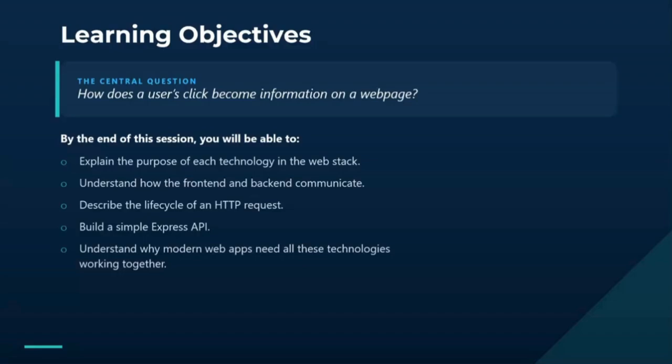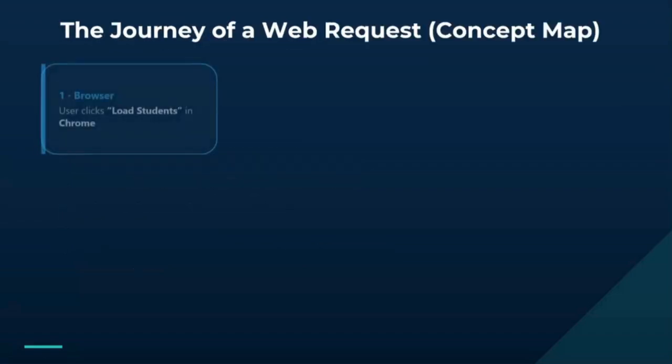Third, we'll trace the complete life cycle of a web request, starting from the moment a user clicks a button until the data is displayed on the screen. Then, I'll demonstrate how to build a simple Express API during a live coding session. Finally, I'll conclude with a creative analogy that summarizes why all of these technologies are equally important in building modern web applications. So let's begin with the big picture.